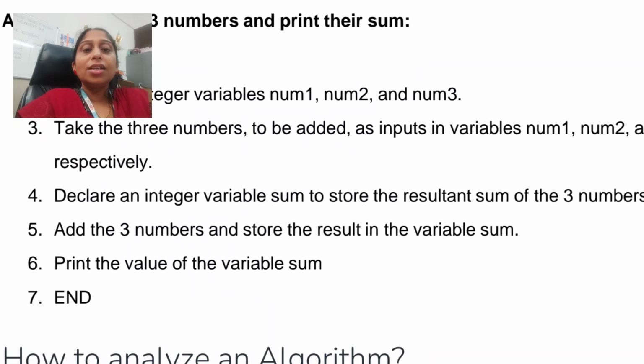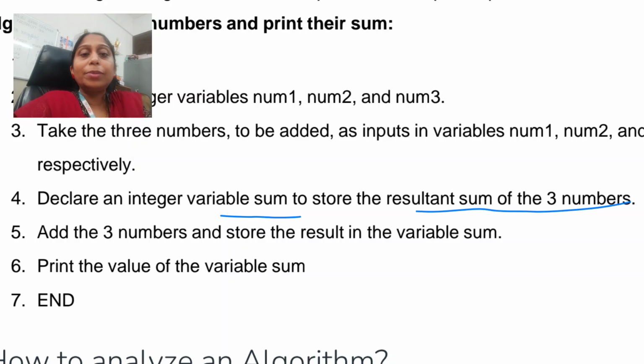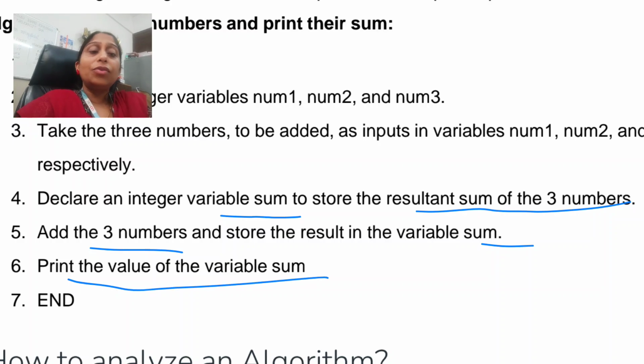The last step is performing the addition. We declare one more variable, sum, in which we copy the result of the three numbers. We add the three numbers and store that result in sum. With this, we print the value of sum, we print the addition to the user, and then end. This way we can perform the addition of numbers. Thank you. So an algorithm helps us to solve a particular problem. It is a step-by-step process. With this we stop the lecture.